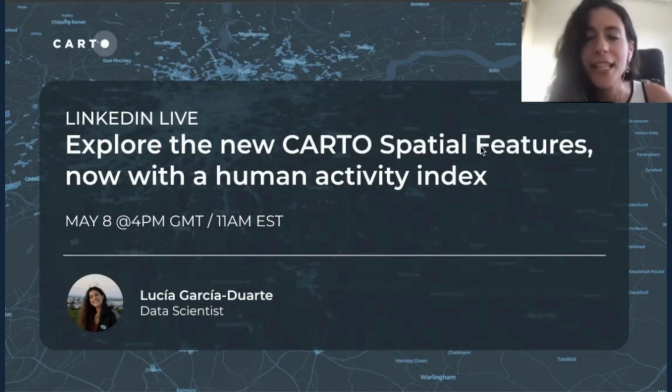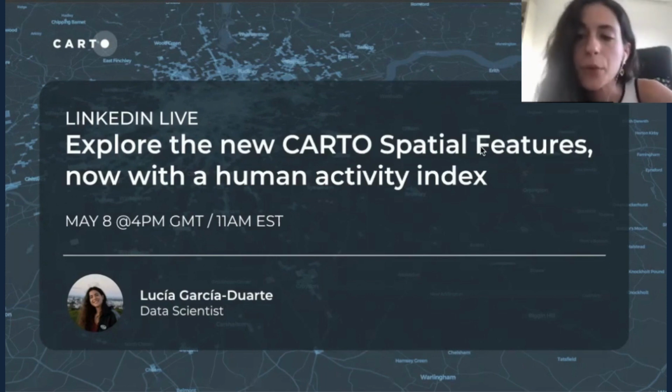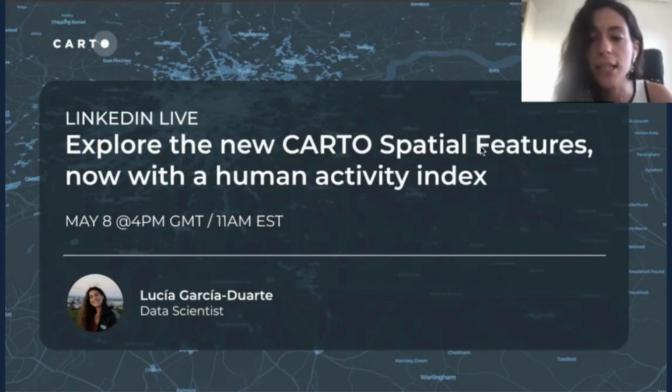And today I'm very, very excited to present to you the new CARTO Spatial Features version. This is actually the third version of the dataset that we've released so far. And now it comes with more very interesting features, including a human activity index that is a proxy of human presence. And we're actually very, very thrilled to show this to you.